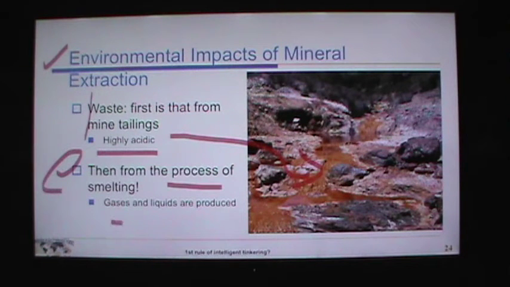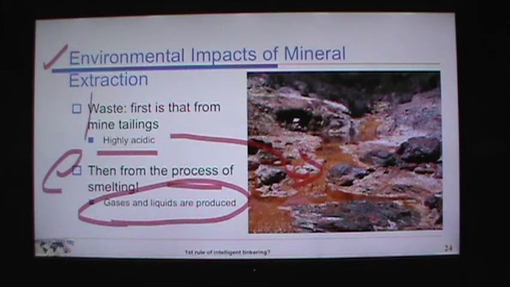Then you go through the process of smelting. Gases, liquids, all kinds of things are produced. So not only is it just the mining process, but the smelting process produces a lot of waste as well.